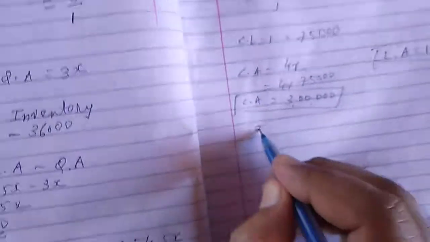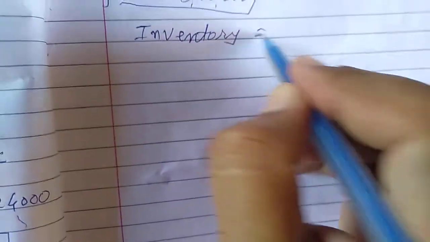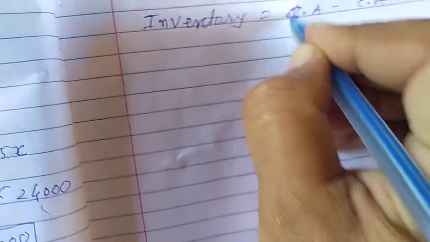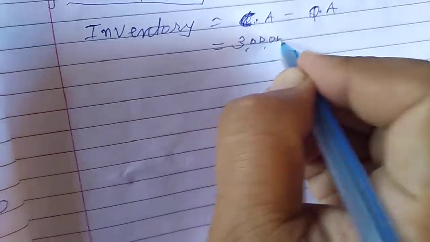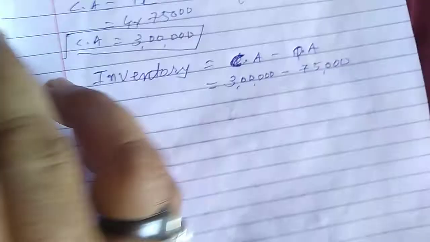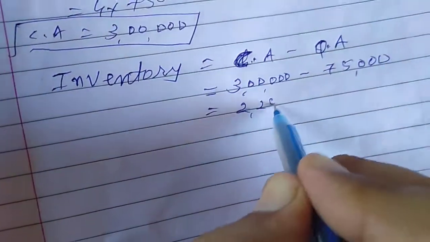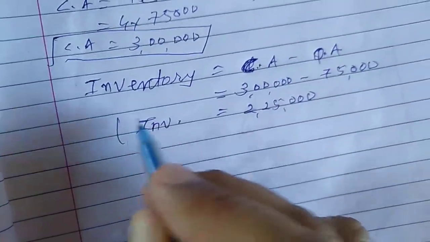Now you have to find inventory. For finding inventory, we have to deduct quick asset from current asset. So inventory is equal to current asset minus quick asset. Current asset is 3 lakh, minus quick asset 75,000. Quick asset or liquid asset, both are the same. So 3 lakh minus 75,000 is 2 lakh 25,000. So 2 lakh 25,000 is inventory.